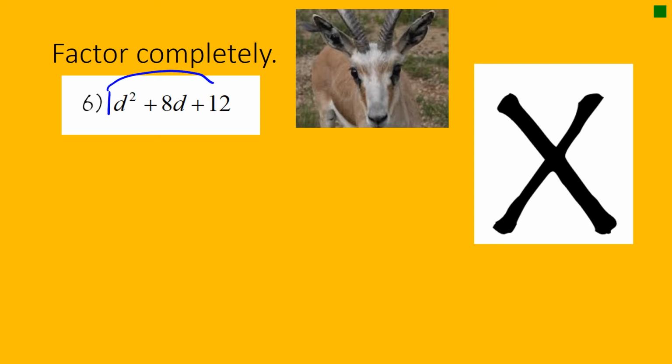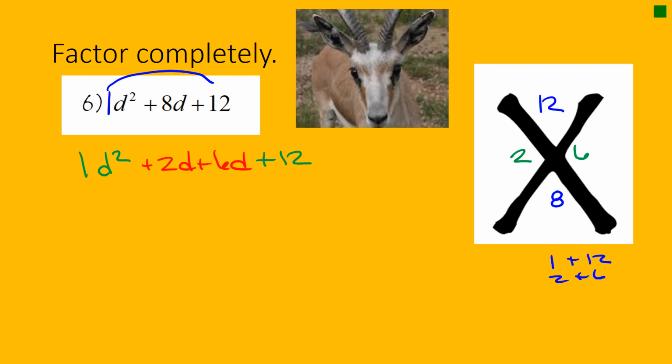So factor completely. Here's a 1. 1 times 12 is 12. Bottom number is 8. Everybody's positive, so 1 plus 12, isn't it? 2 plus 6. There we go. Bingo, zingo. A 2 and a 6. So we're going to keep the 1d squared. We're going to rewrite the middle with plus 2d plus 6d. And then we're going to have the plus 12, and we're going to go to grouping.